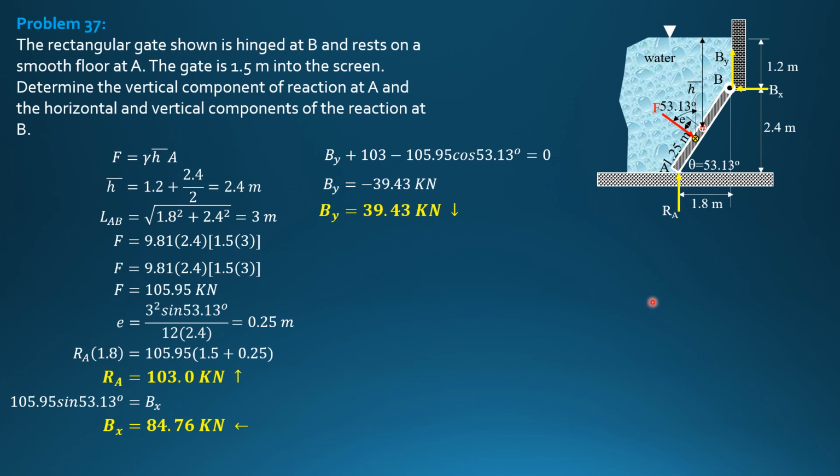So let's check to validate our answers. Summation of moment about A, the only equation which we haven't used. So we sum up moments about A, it should be 0. Clockwise moment positive. So let's begin with F: 105.95 times 1.25 plus By 39.43, because it is downward, times 1.8. Then minus Bx, counterclockwise, Bx times 2.4. So using your calculator there, it is almost 0. So that means our answers are correct.